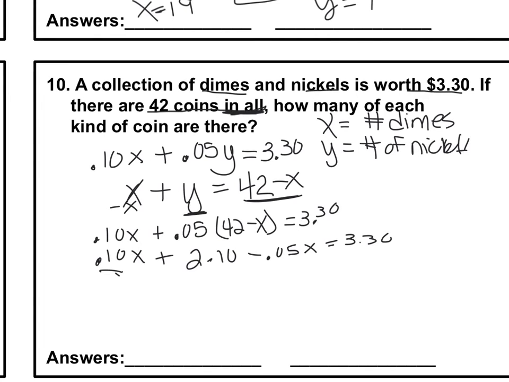So I'm going to combine my like terms. So 0.10 minus 0.05 is 0.05x. And then I'm going to take this 2.10 and subtract it from both sides. So that cancels that out. So we have 3.30 minus 2.10 is 1.20. And then we're going to divide by 0.05.